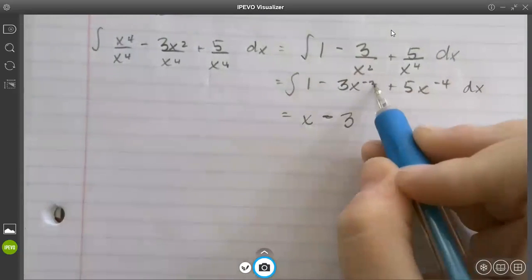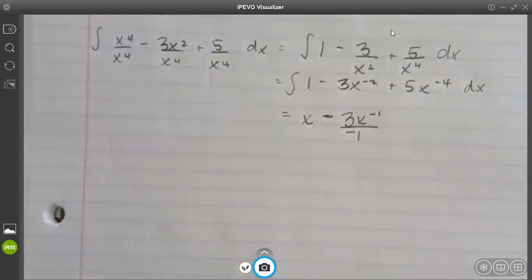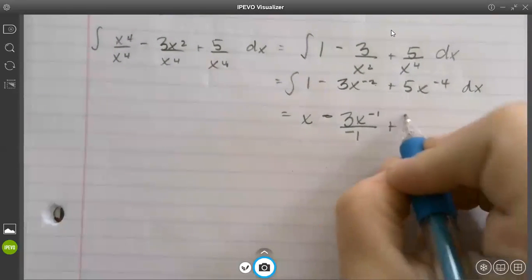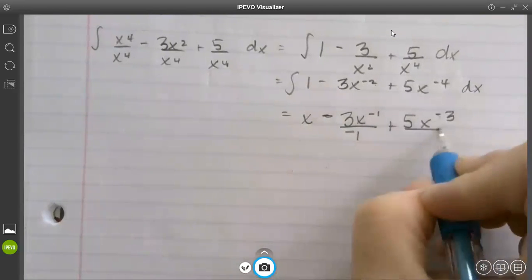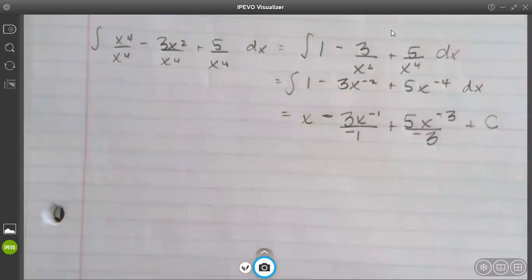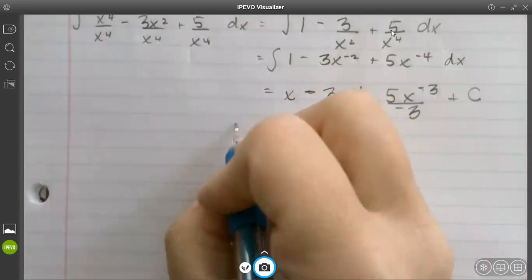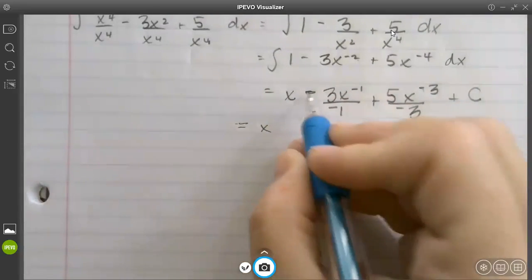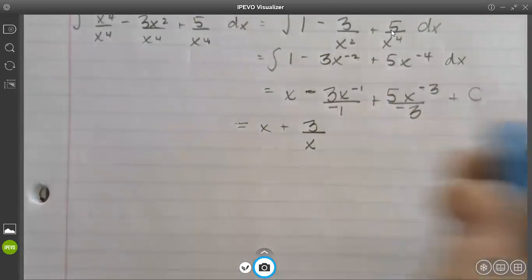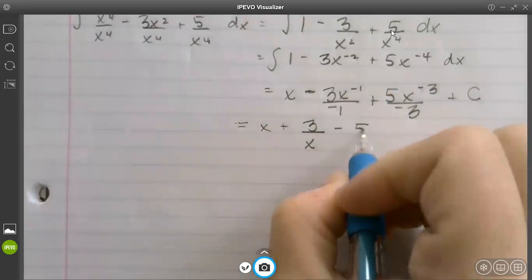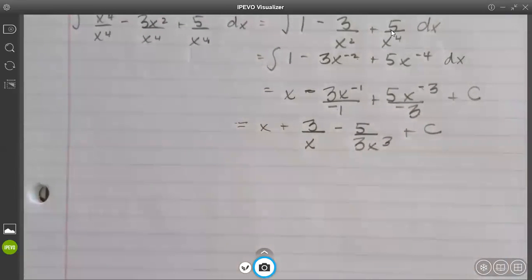And your 3. Negative 2 plus 1 is negative 1. And then I divide by the negative 1 power. Then we have plus 5. X to the negative 4 plus 1 is negative 3. And then remember, we put a plus c on the end. The last thing you need to do is just clean this up. This equals x. A negative over negative makes a positive 3, and I'm going to move my x to the bottom. 5 over negative 3 makes a negative 5/3. Move your x to the bottom, and then plus c. That is what you should have.